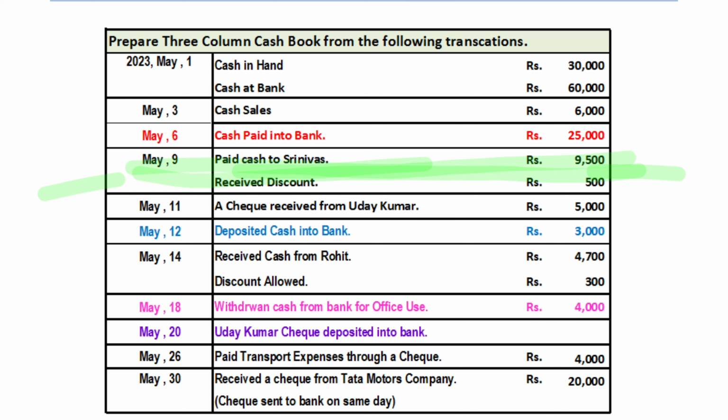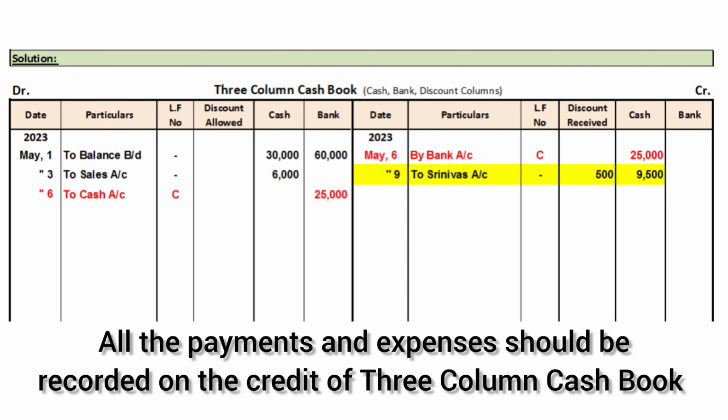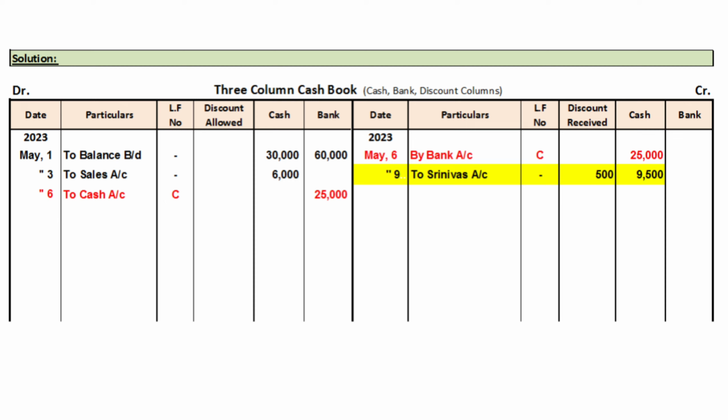Next, May 9th dated transaction, paid cash to Srinivas and received discount rupees 500. So that is a payment made by our organization. As per rules and regulations, all payments should be recorded on the credit side. We are paying cash to Srinivas, cash is going out from the organization, so it is to be treated as a payment. All payments should be recorded on the credit side. So on the credit side, "By Srinivas", and enter the amount in the cash column and the discount amount in the discount column.